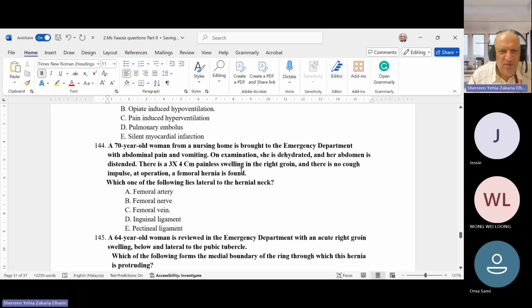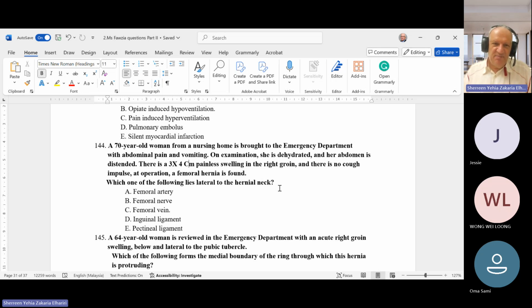So now it is an anatomy question. Which of the following is lateral to the hernial sac? It is a very common question. Sometimes I ask what is the medial border of the femoral canal. So the medial border is what? Lacunar ligament. Yes, and this time he asked about the lateral border. So the lateral border is the femoral vein. Femoral vein.